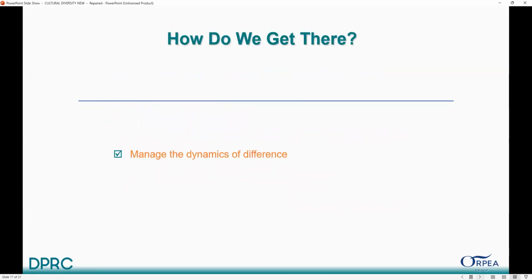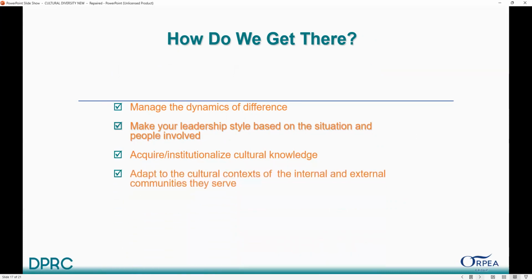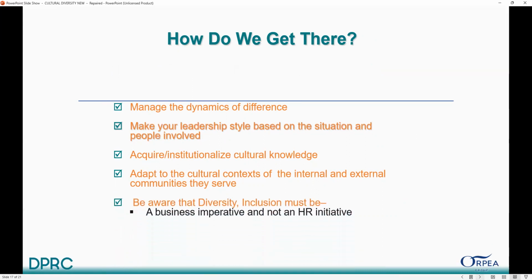How do we get there? Manage the dynamics of differences. Make your leadership style based on the situations and people involved. Acquire institutionalized cultural knowledge. Adapt to the cultural context of the internal and external communities you serve. Be aware that diversity and inclusion must be a business initiative and not an HR initiative, causally linked to mission success, reinforced and measured.